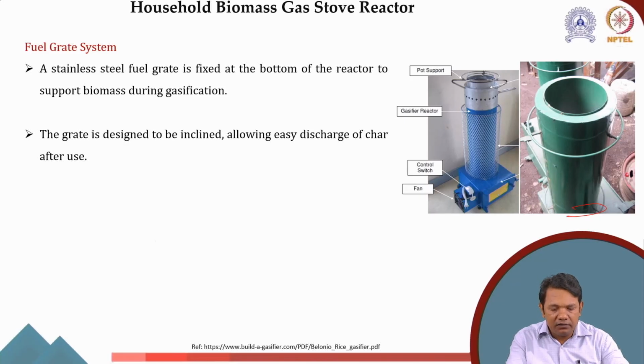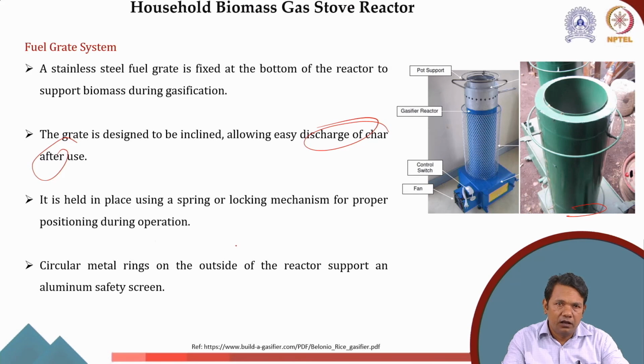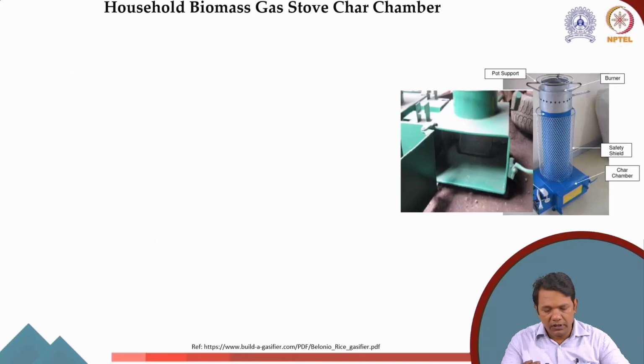The grate is designed to be inclined, allowing the easy discharge of char after use, as I said earlier. It is held in place using a spring or locking mechanism for proper positioning during the operation. Usually circular metal rings on the outside of the reactor support an aluminum safety screen. The screen prevents accidental contact with the hard surfaces, protecting the users during the operation. However, as I said, it is not necessary. It can be without a screen shield as well.